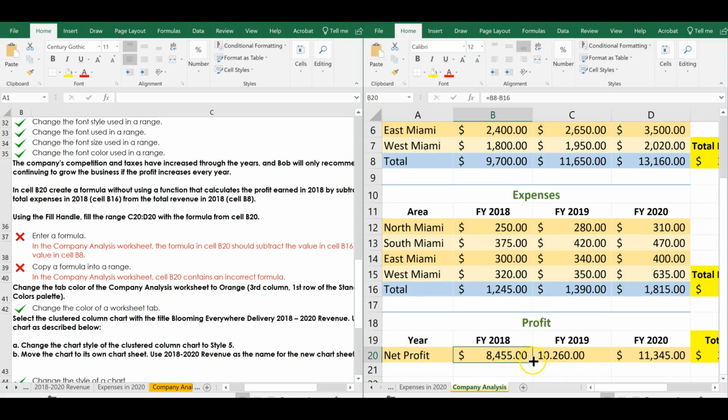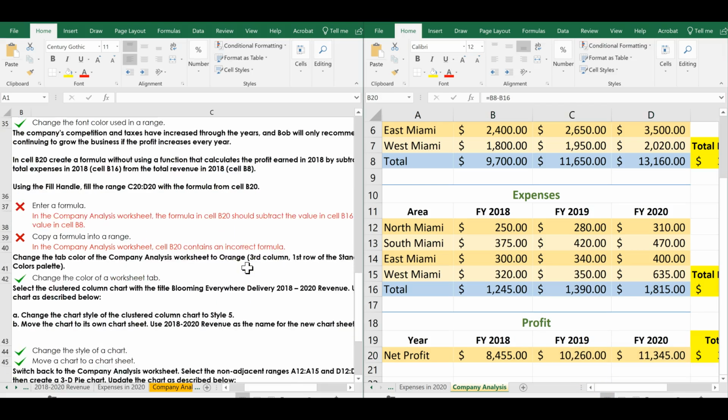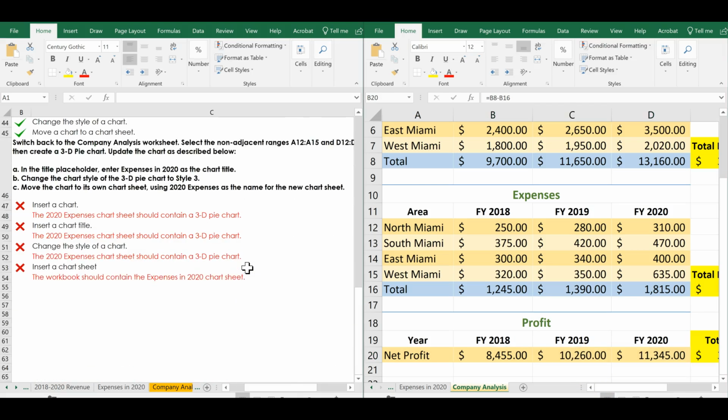And I think that we've got the same problem over here. So use that fill handle to fill to the right. And then that would be correct. So be sure you put formulas in where they're asking for them.